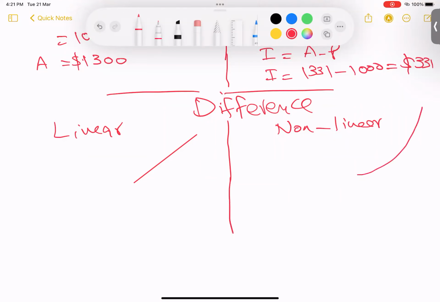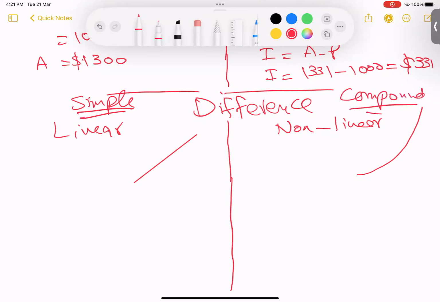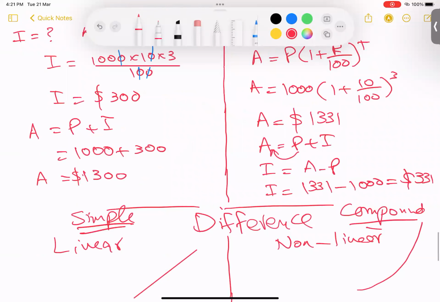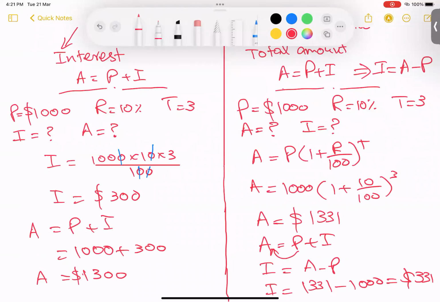And I give you a more difference. This is not understandable. You will not understand what is linear and non-linear. I just tell you, simple is linear, and compound is non-linear. Example, first year, let's say, I just move on here. Inshallah, I believe you will understand. Okay.